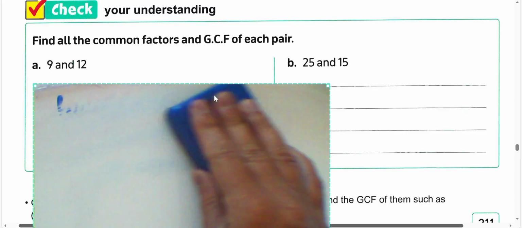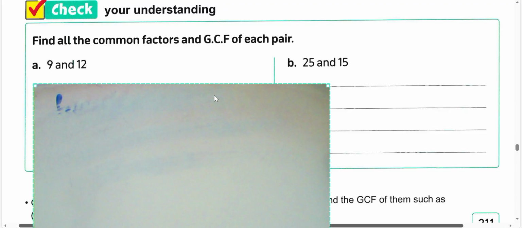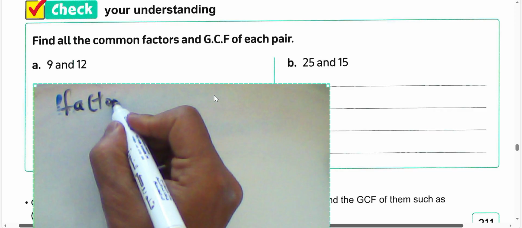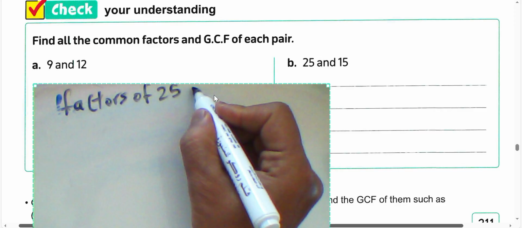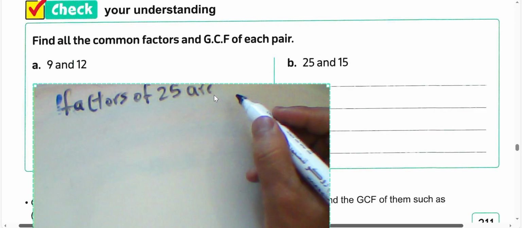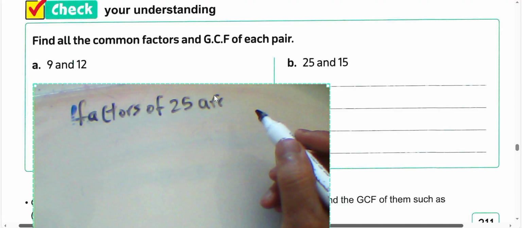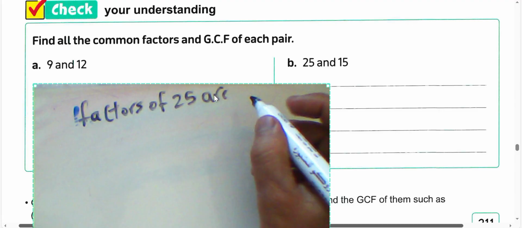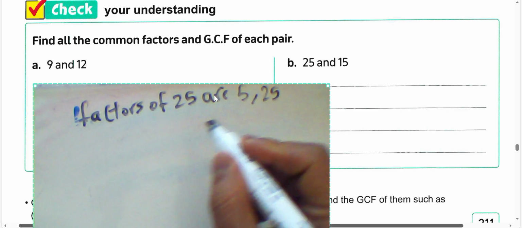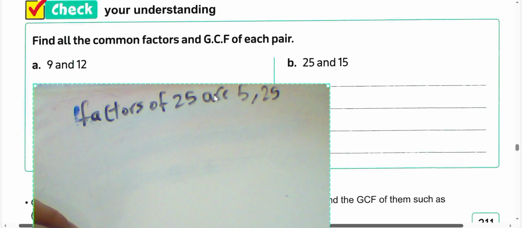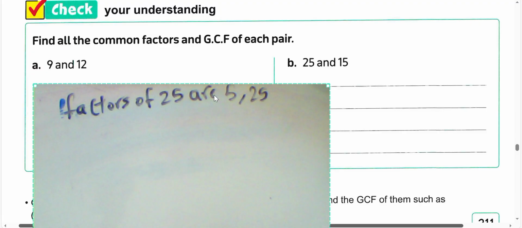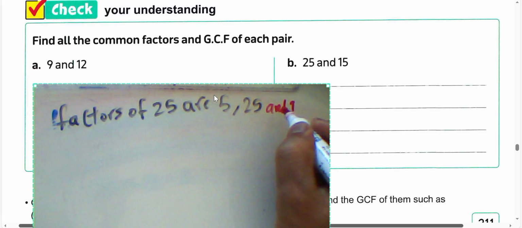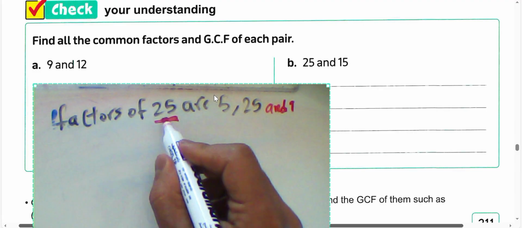Next question, 25 and 15. We can write the factors of 25. The factors of 25 are 5 and 25 and 1. Okay, we can write 5, 25 and 1. These are the factors of 25.